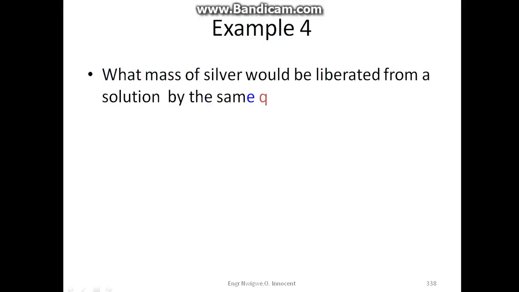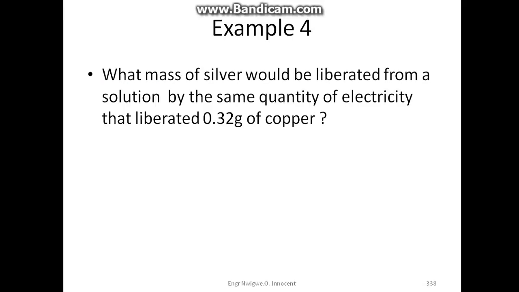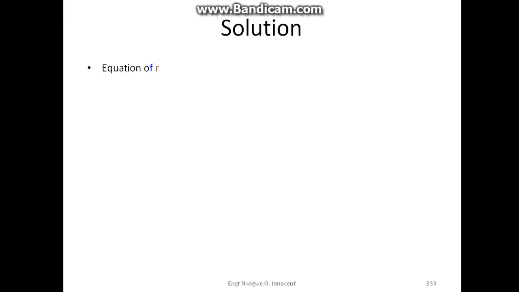Example 4. What mass of silver would be liberated from a solution by the same quantity of electricity that liberated 0.32 gram of copper? Solution. Equation of reaction 1: silver, having one positive valency, will absorb one electron to form neutral silver. Equation of reaction 2: copper, having two positive valency, will absorb two electrons to form neutral copper.